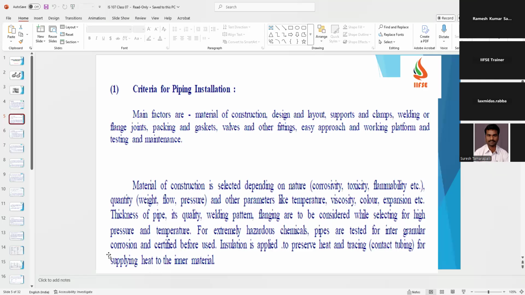The material of construction is selected depending upon the nature of the material. You can't simply select a pipe based on your choice, or because somebody decides which pipe should be purchased. It is about suitability or incompatibility. Basically, you'll consider corrosivity, toxicity, flammability, and also the quantity, weight, flow, and pressure, and other parameters like temperature and viscosity.